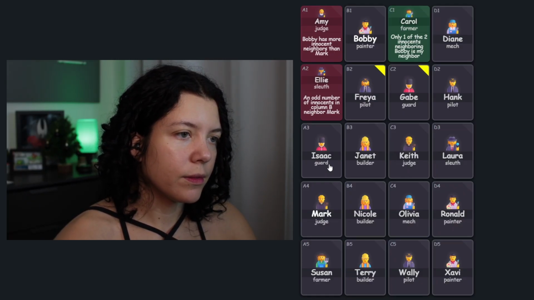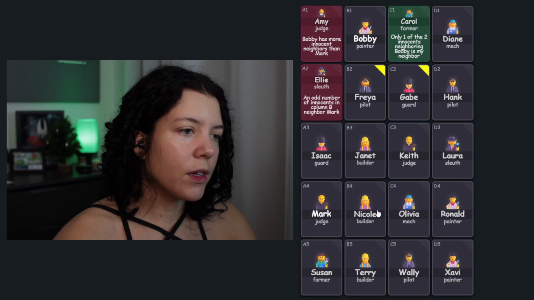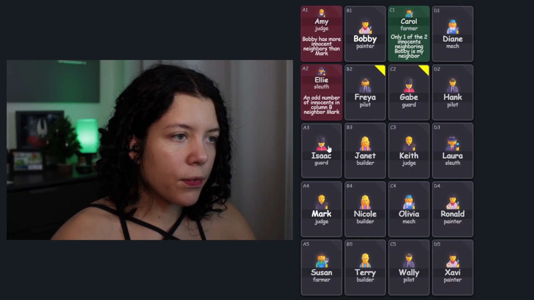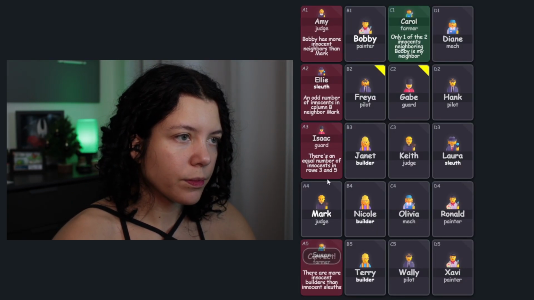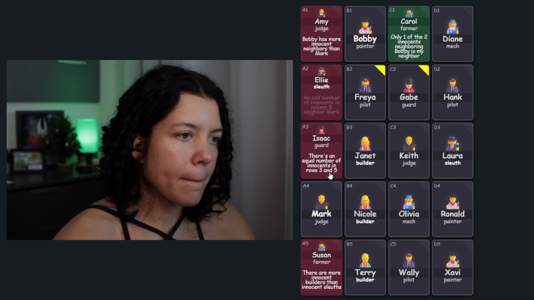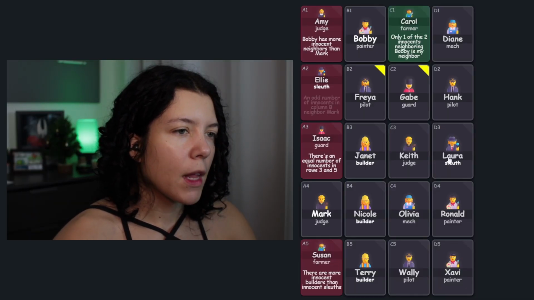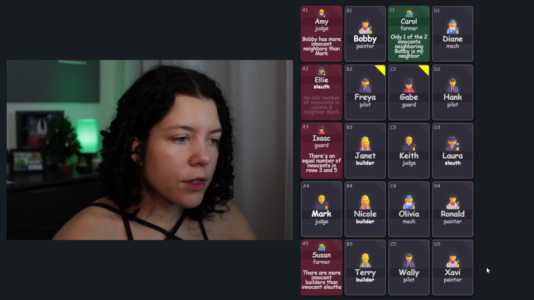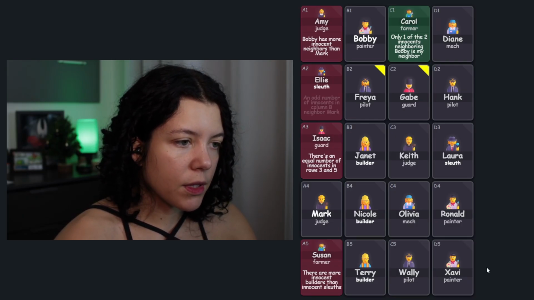So the single innocent that neighbors Mark is in column B among Janet, Nicole, and Terry. And both Isaac and Susan have to be criminals. Now Isaac tells us there's an equal number of innocents in rows 3 and 5. 3 is here and 5 is here. Okay. Susan now tells us there are more innocent builders than innocent sleuths.